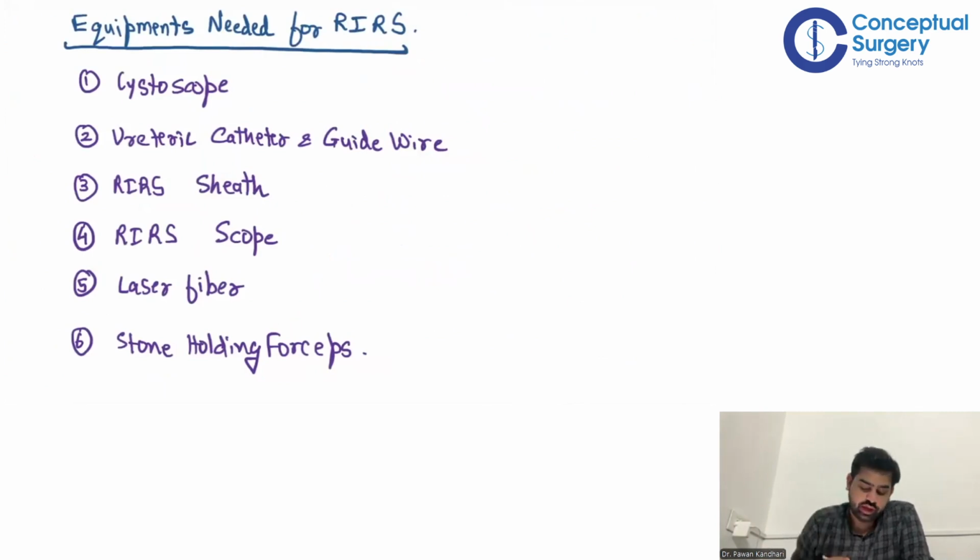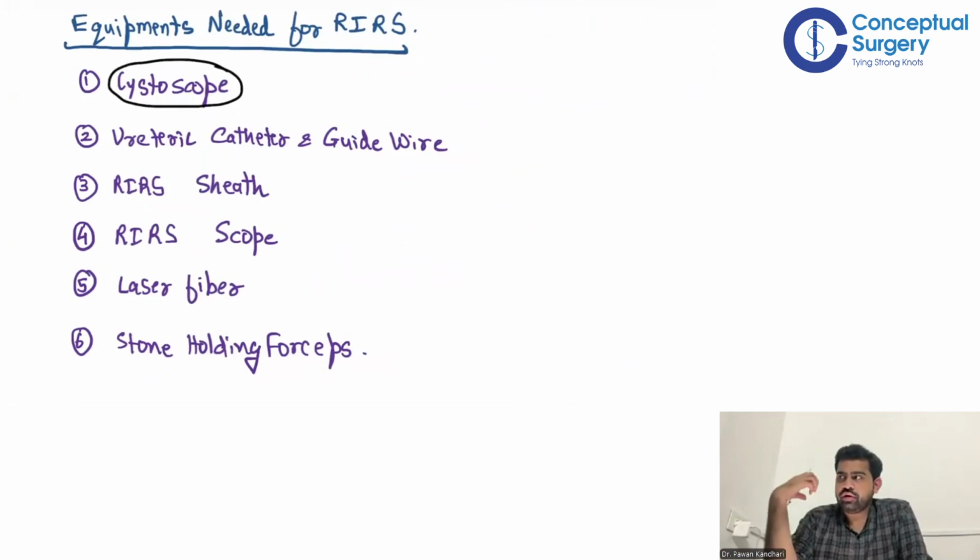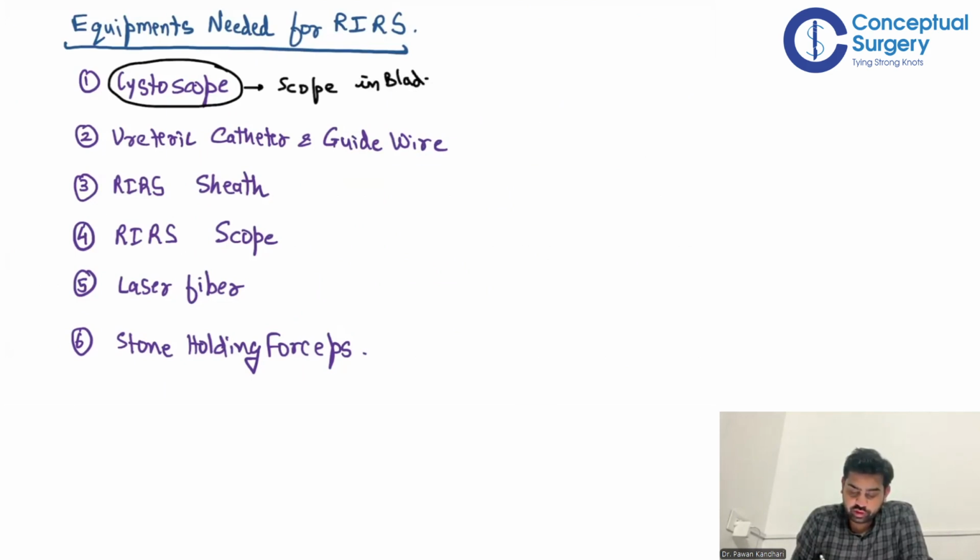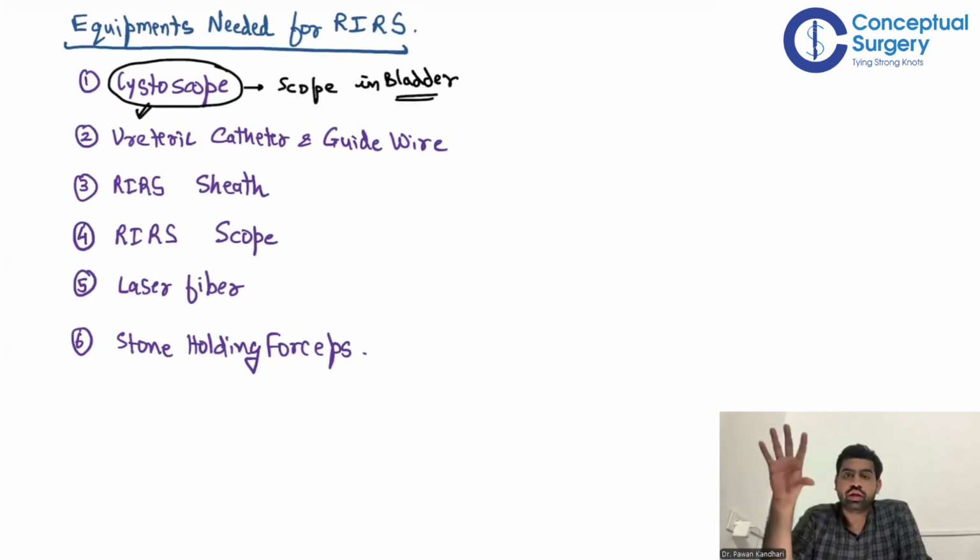What do you need? You need a cystoscope. Have you ever seen a cystoscope? Just like in laparoscopy, you have a camera with which you watch inside the abdomen. Similarly, in this procedure you put a scope inside the bladder and visualize inside the bladder. That is what is referred to as a cystoscope. So here you're doing a scopy and looking inside the urinary bladder. This is what is called a cystoscopy.